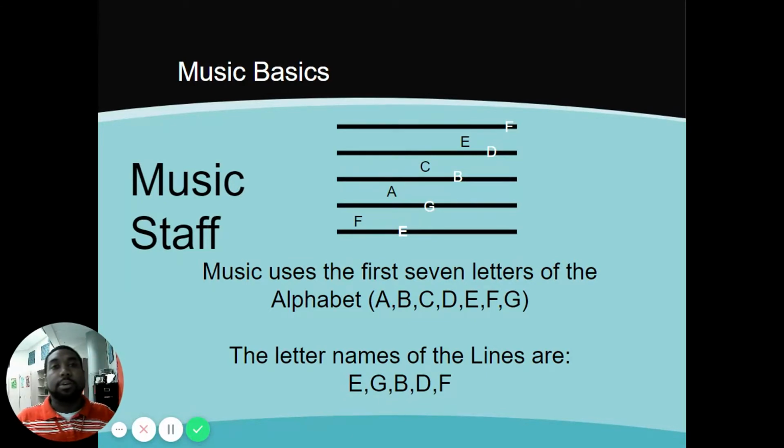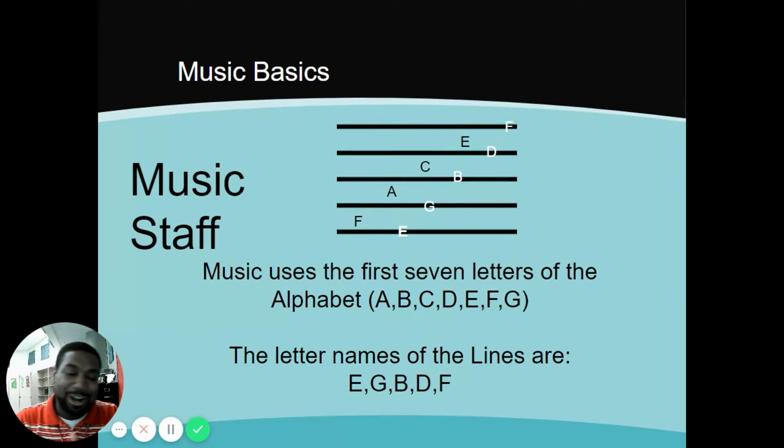So in music, we use the first seven letters of the alphabet. A, B, C, D, E, F, G. But when we get to G, what do we do? I'm going to tell you. You just go back to A and you start again. A, B, C, D, E, F, G. Then we're going to go right back and do it again. A, B, C, D, E, F, G.